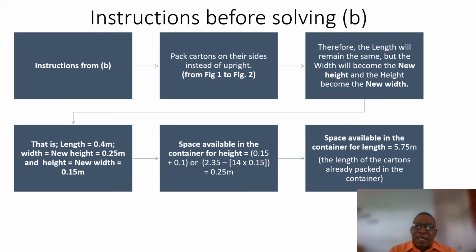Now, let us look at the space that is available in the container for length. We say it's 5.75, which represents the length of the cartons that are already packed in the container. Because if you're going to repack, then you have to pack on what is existing. And you already have 14 height, which represented on the length 23 by 5.75 meters. In other words, you pack 23 cartons at 0.25 each width, and that gave us the 5.75. So that is now the space available inside of the container where the length is concerned.